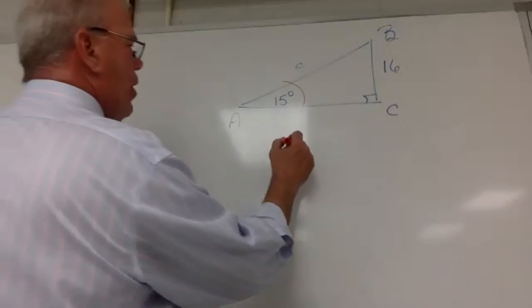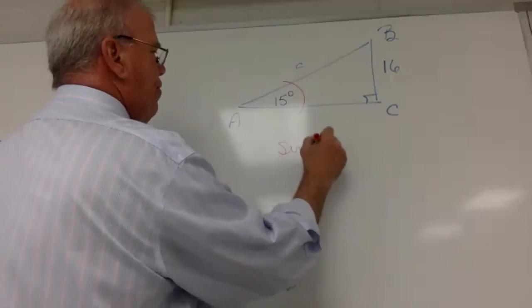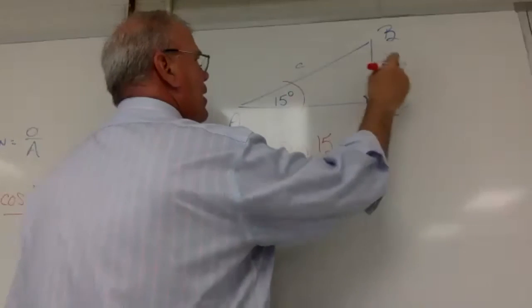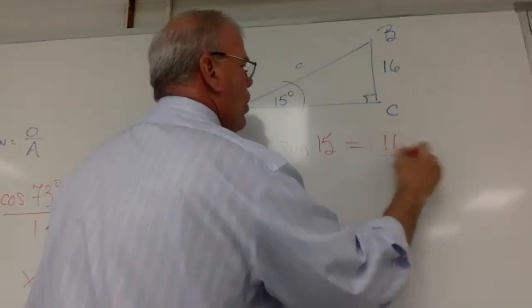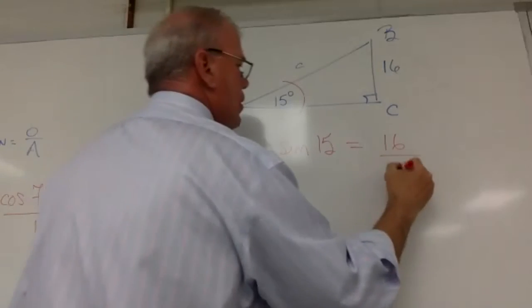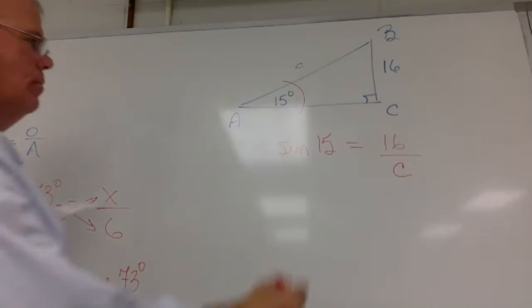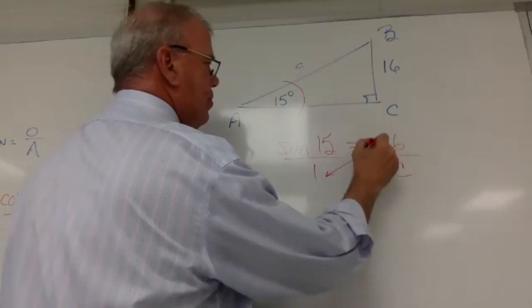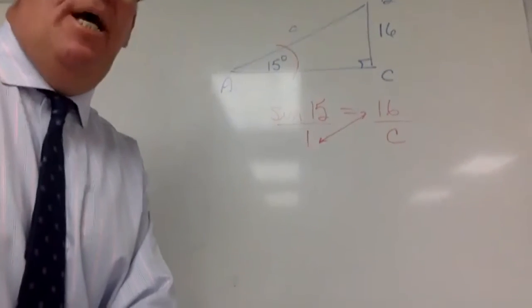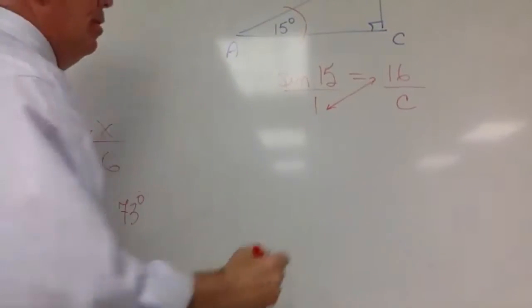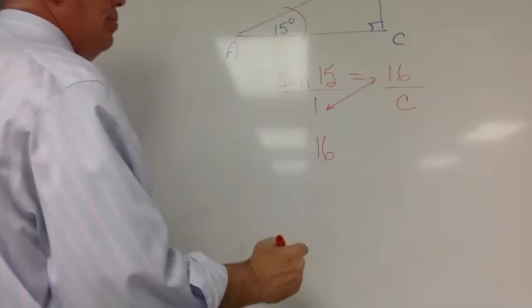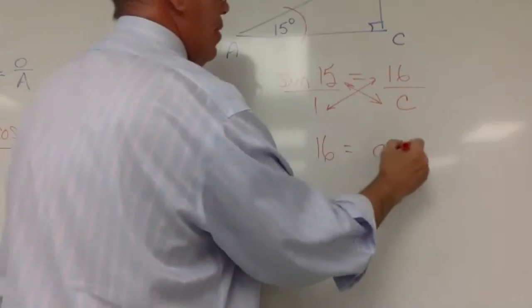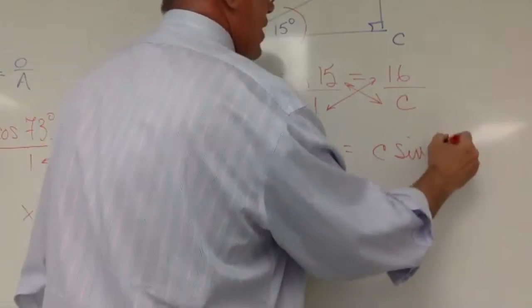So here's what I know. The sine of 15 degrees equals what? What's the opposite side? 16. What's the hypotenuse? C. All right, solve it. What's 1 times anything? What's 1 times anything? The thing multiplied, right. And then C times the sine of 15.